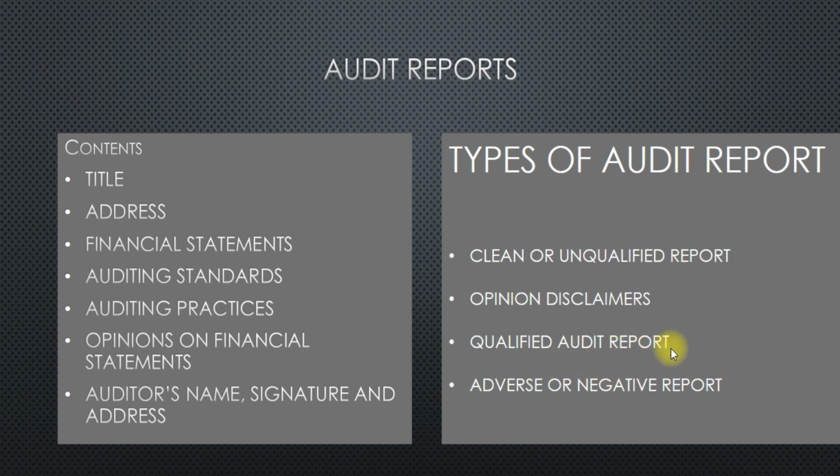Then there is the qualified audit report, where on a certain topic the auditor gives an opinion which is qualified. Maybe there is evidence which is contradictory, so he makes a note of it. That is a qualified audit report. And then there is the adverse or negative report, which we will discuss in detail.